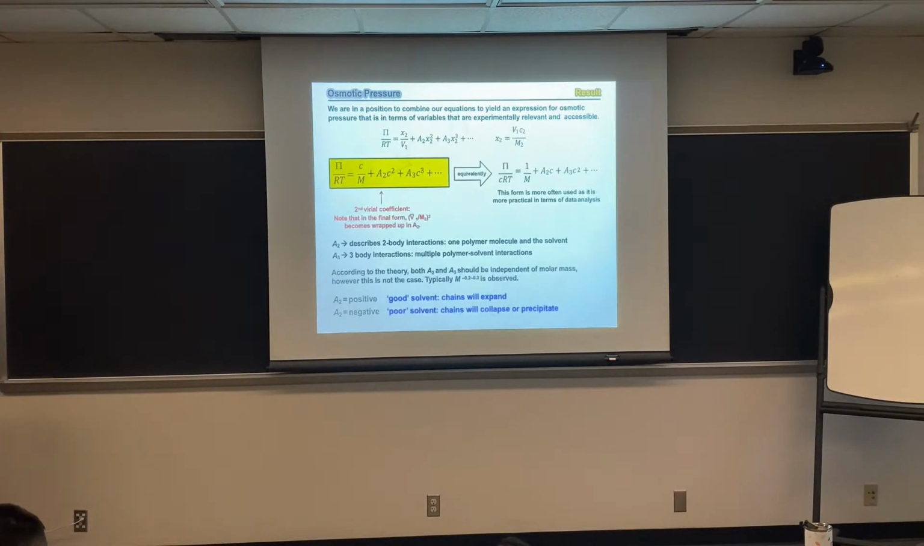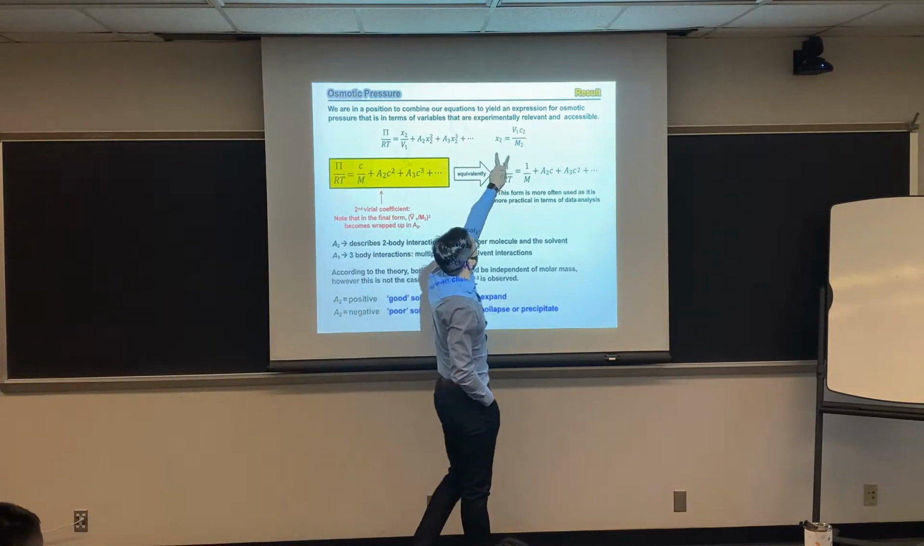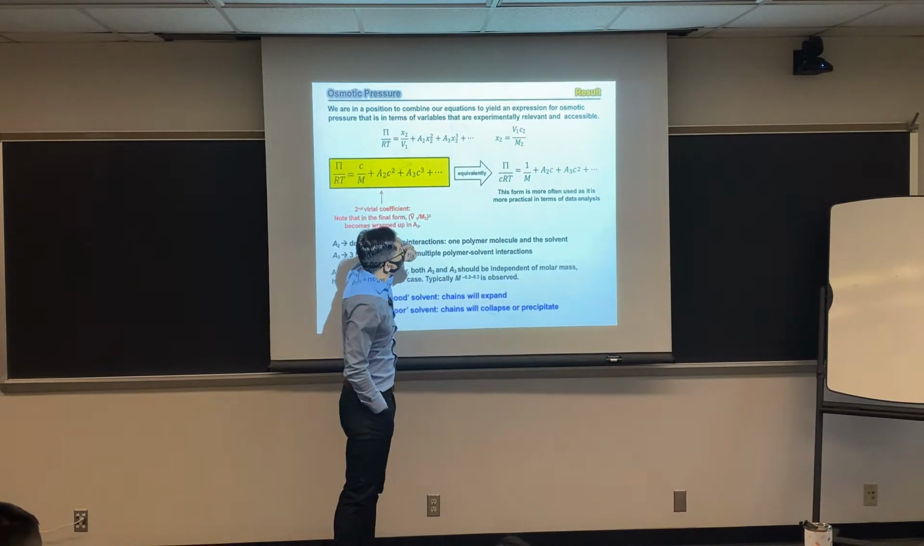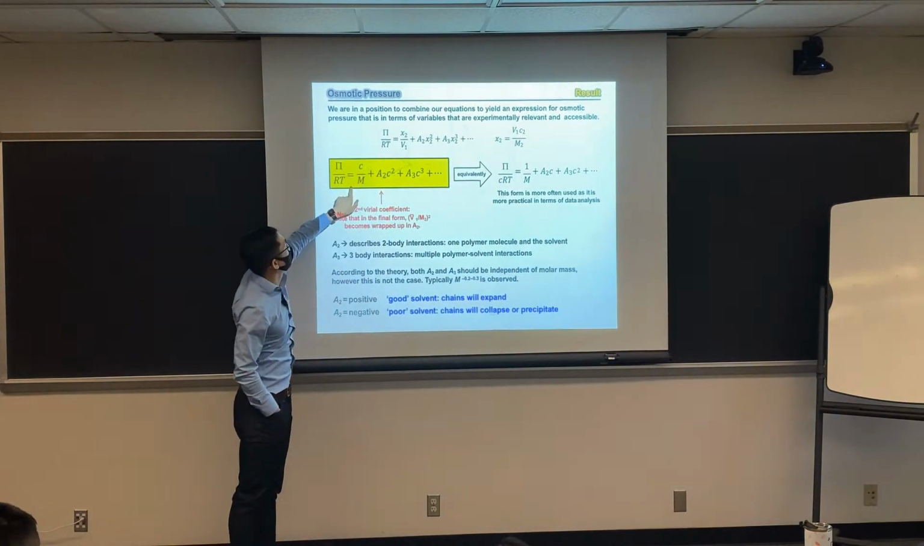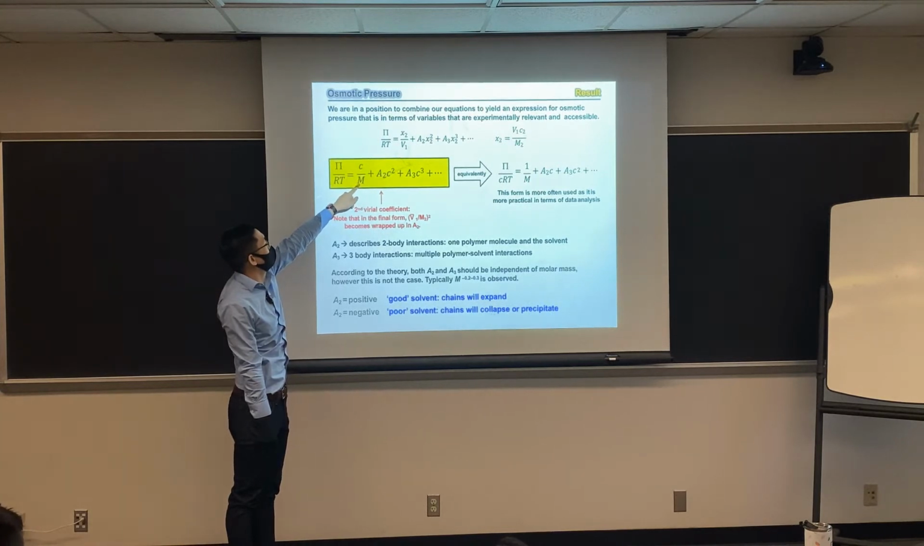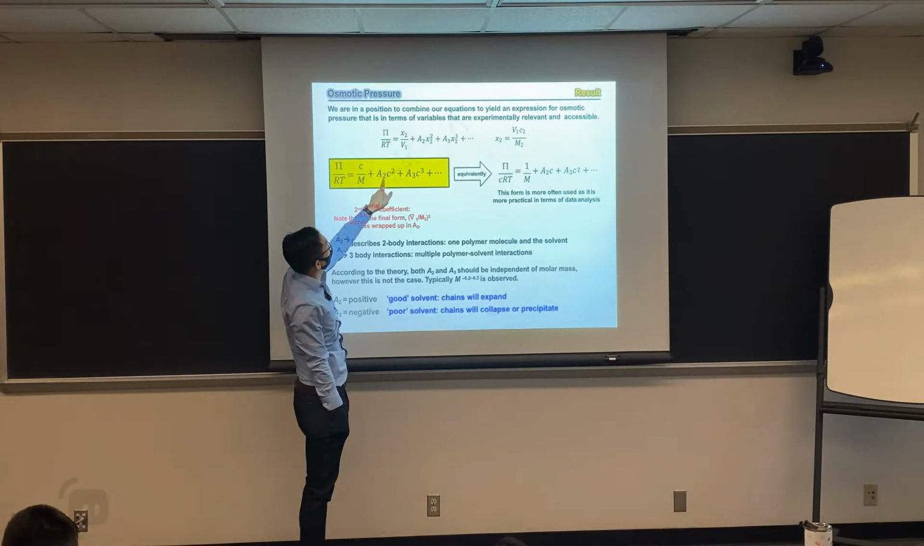What we do now, apply what we learn: how we can link X2 and C2 in the osmotic pressure equation. We can reach osmotic pressure divided by RT will be equal to the first term, which is going to be C divided by N. C is concentration, okay? And A2 C squared.